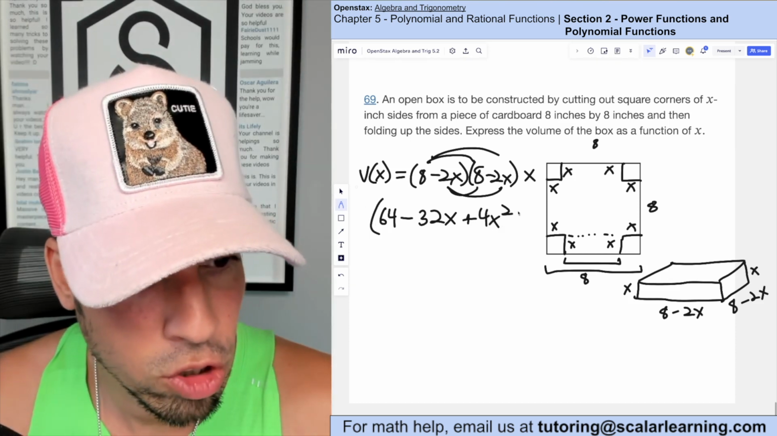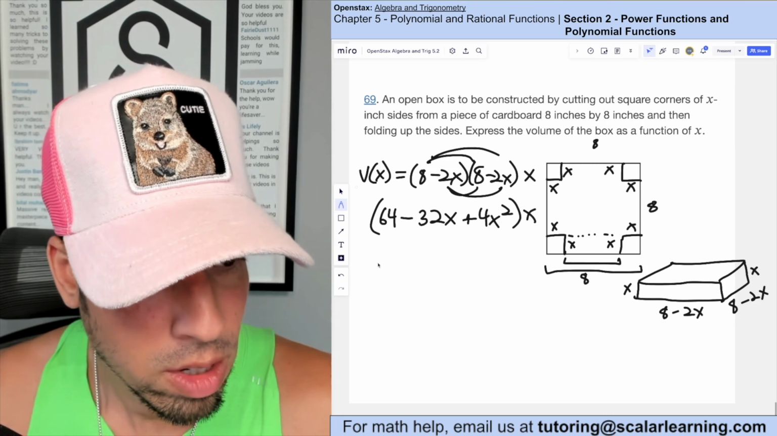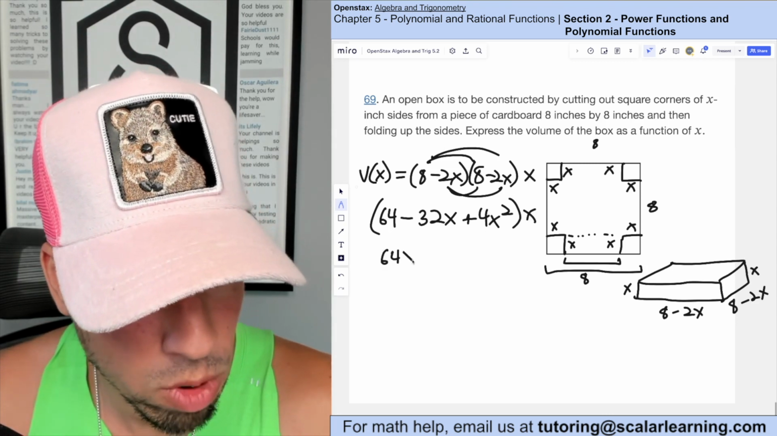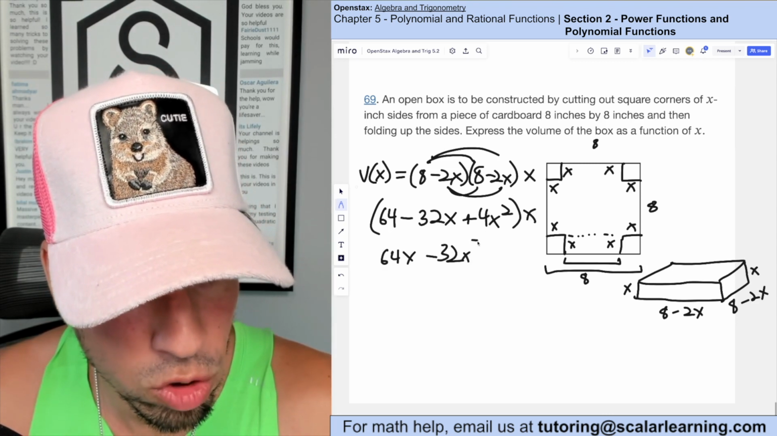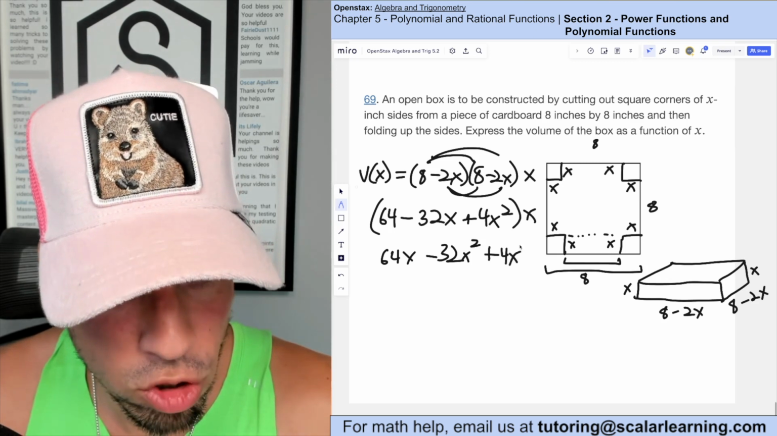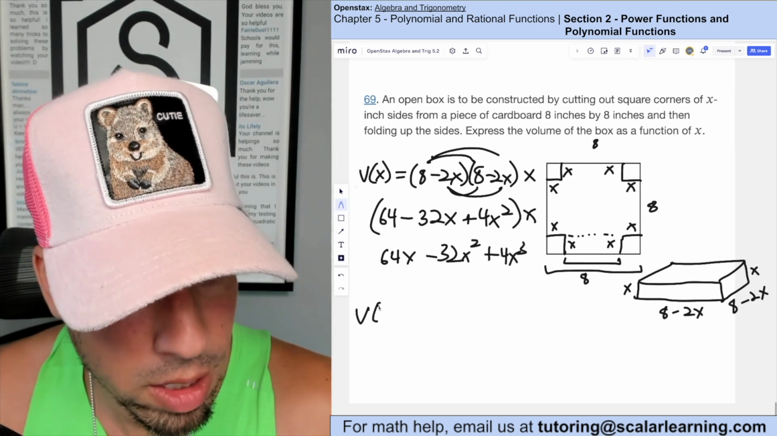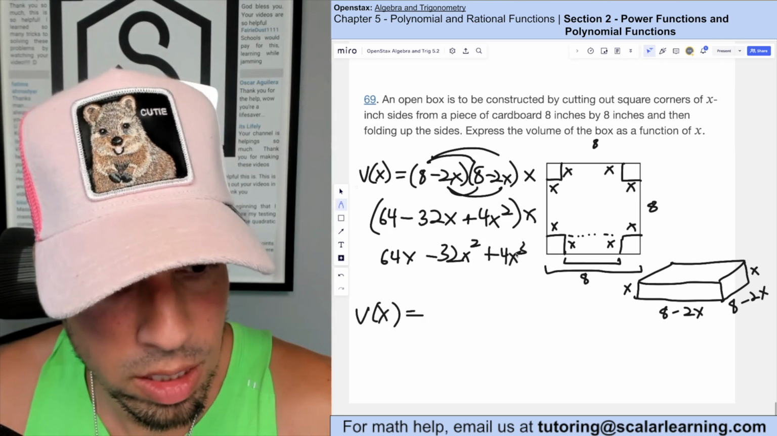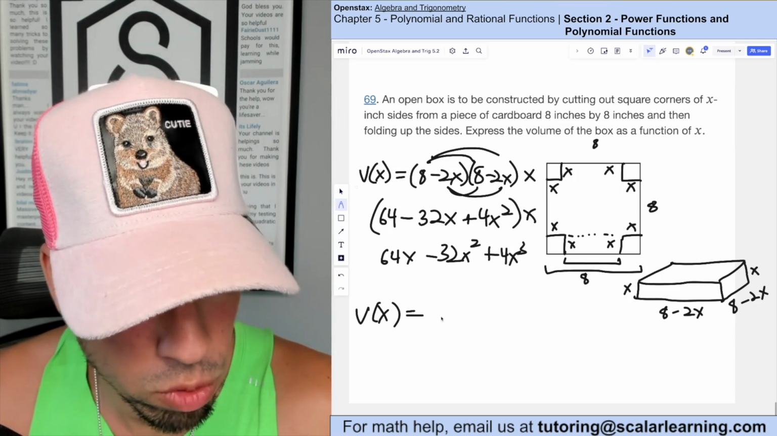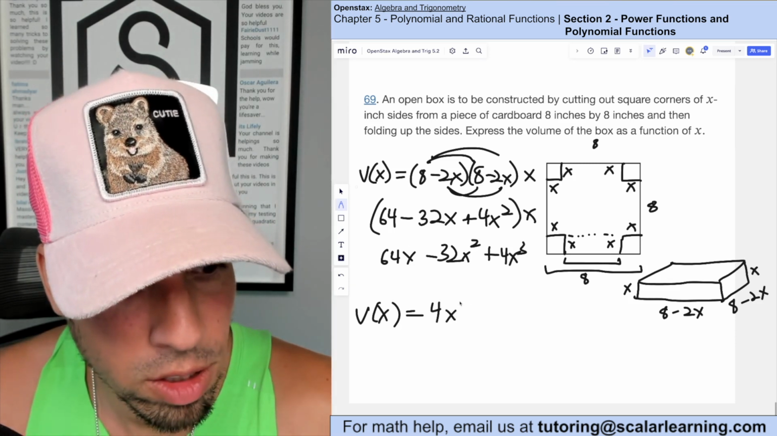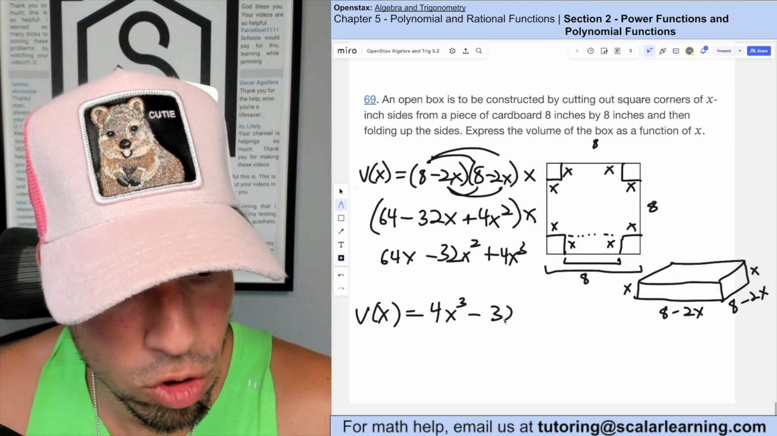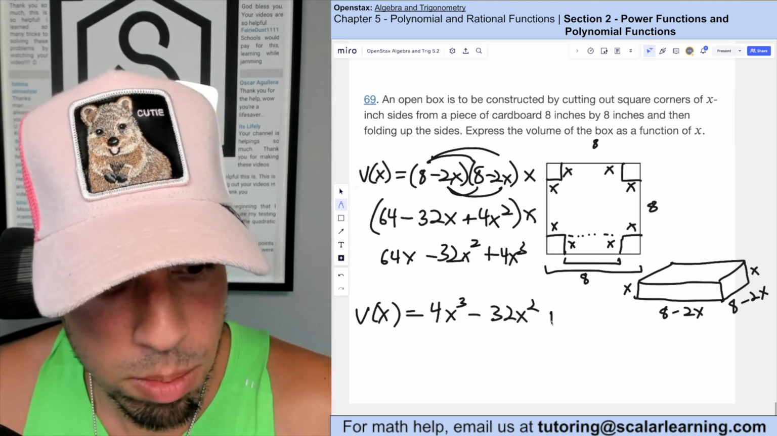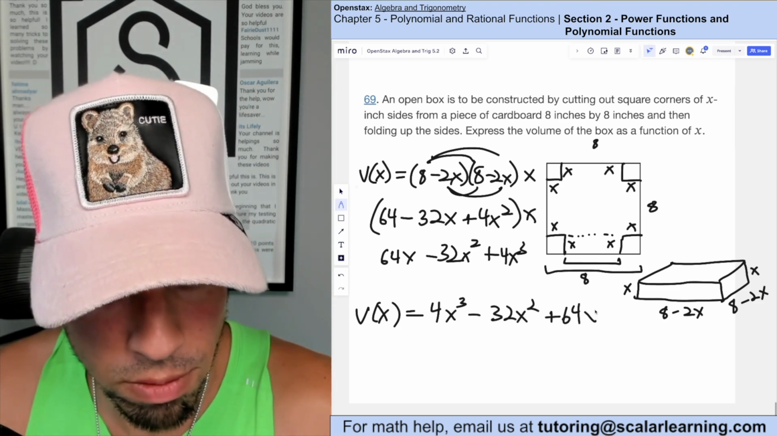And then we still have to distribute that x on the outside. So this, as we distribute it in, it becomes 64x minus 32x squared plus 4x cubed. Last but not least, we're just going to write it in that nice format with the leading term first, then second degree, then first degree. So we have 4x cubed minus 32x squared plus 64x for the win.